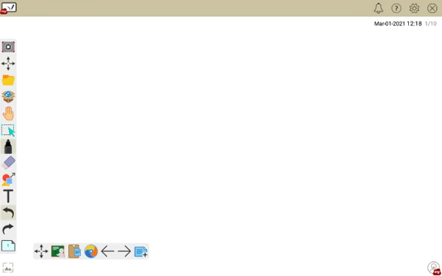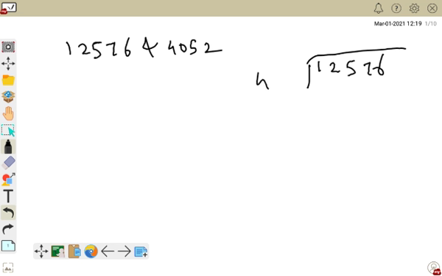So please follow up. 12576 and 4052 ஓட HCF எப்படி கண்டுபிடிக்கிறதுன்னு பார்க்கலாம். First you have to divide the bigger number with the smaller number 4052 சரியா. ஸோ இப்போது 3 times, ஏன்னா 4000 ×4 is 16000 வருது, let's take it up with 3000. So 3 4s are 12000 வரும். So 3 times 4052 is 12156. So the remainder is 420.